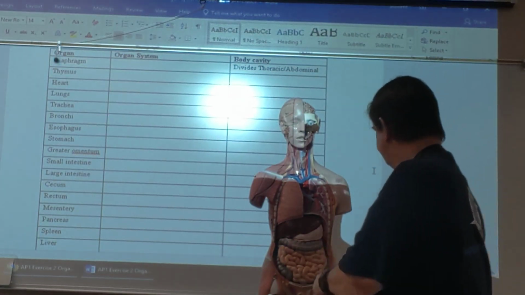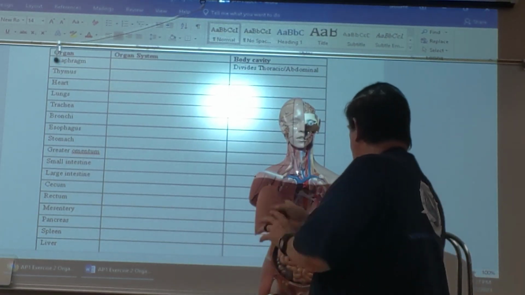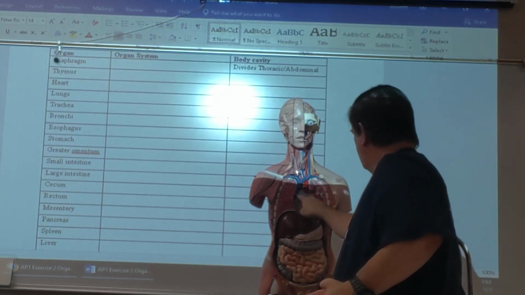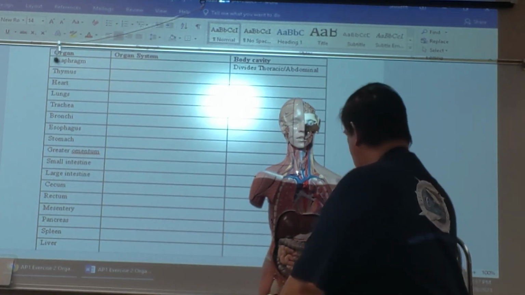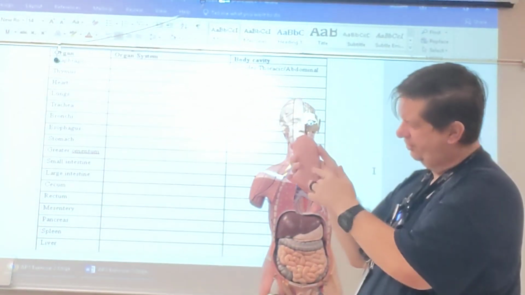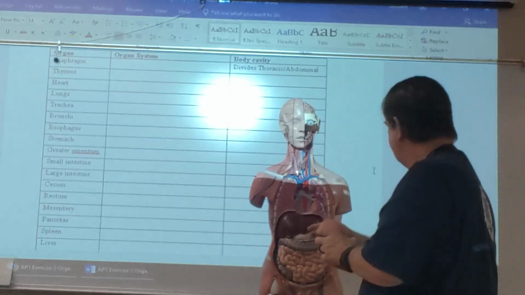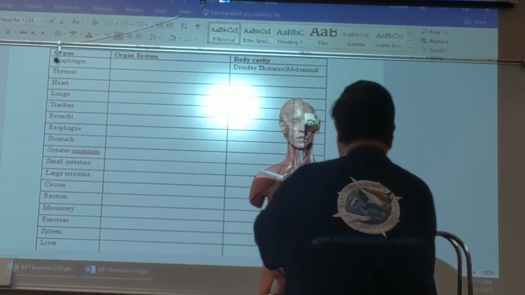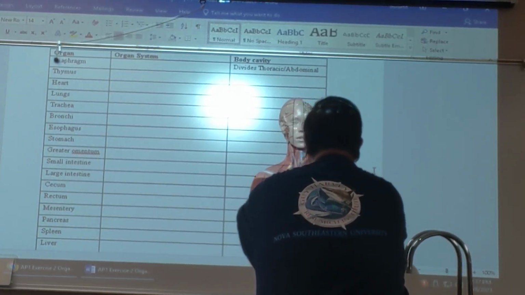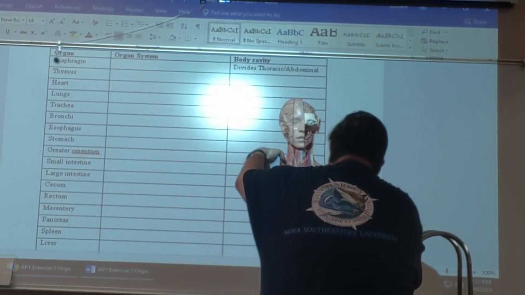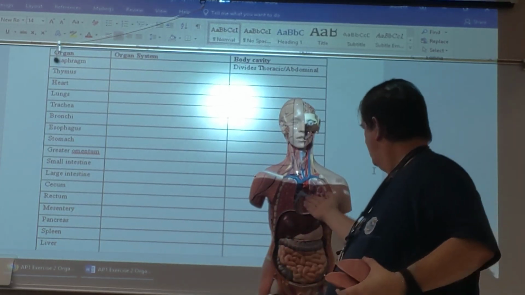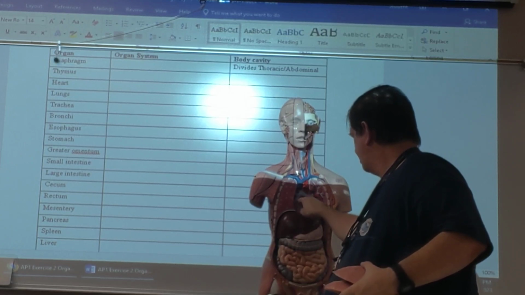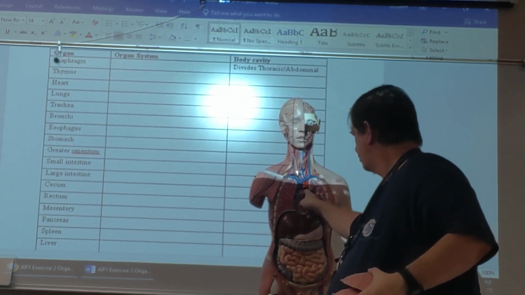Now, remember, right lung, more lobes, more tissue, more bronchi. 1, 2, 3. Left, only 2 lobes, 1, 2. Less tissue, only 2 bronchi. So, not surprising, the right, oh, and while we're at it, the right primary bronchus that goes down and divides into the secondary bronchi, it's closer to vertical.